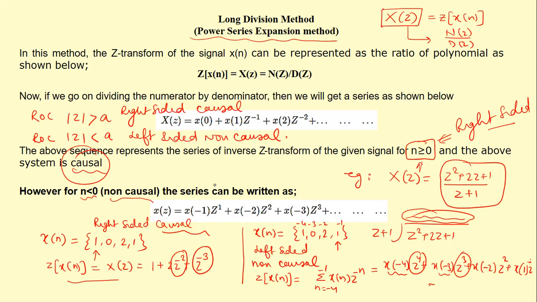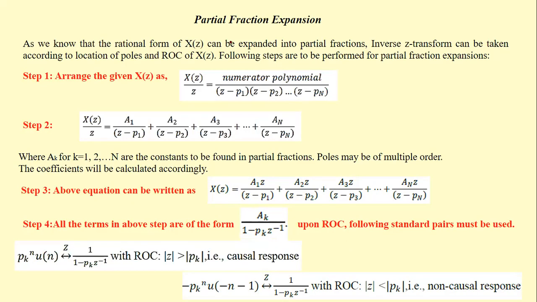Now, for a causal sequence, when we divide the numerator and denominator, we get this type of representation, right? Because it is right sided. So for a causal right sided sequence, we have the negative powers of z, and the data points are positive. However, for a non-causal sequence, we have the data points negative, and the powers of z are positive, right?